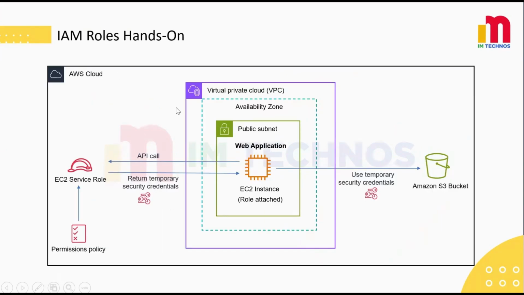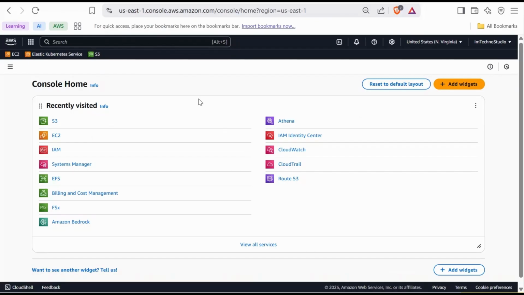Based on the scenario we discussed earlier, let's see how to attach an IAM role to the EC2 instance so it can access S3. First, we will create an IAM role that allows S3 permissions. Then we will launch an EC2 instance and create an S3 bucket. Finally, we will try to access the S3 bucket from the EC2 instance, both with and without the IAM role attached. Now, I'm in the AWS Management Console, working in the North Virginia region. Let's start by creating an IAM role.